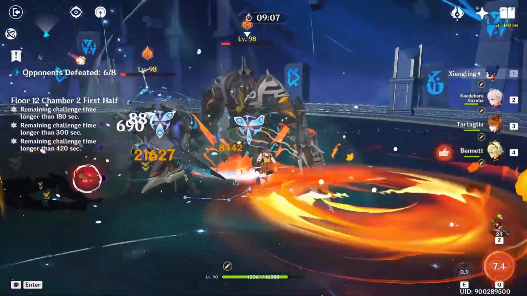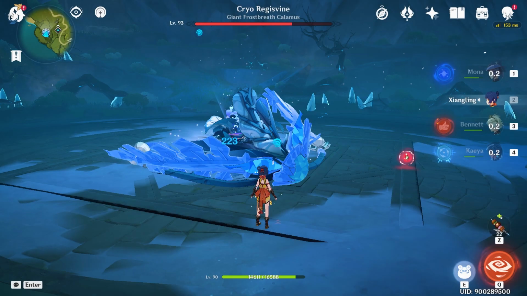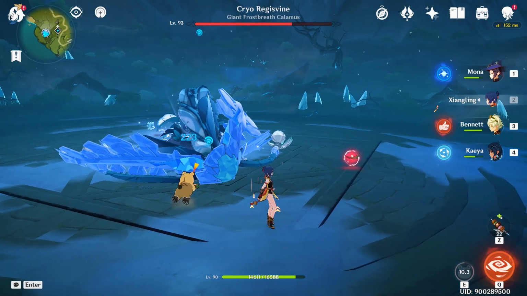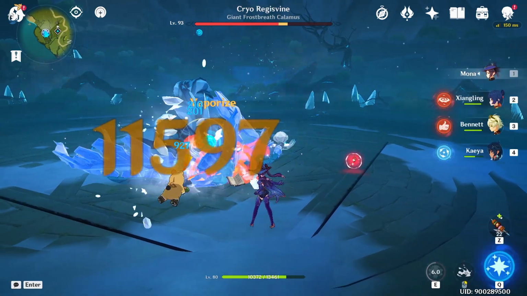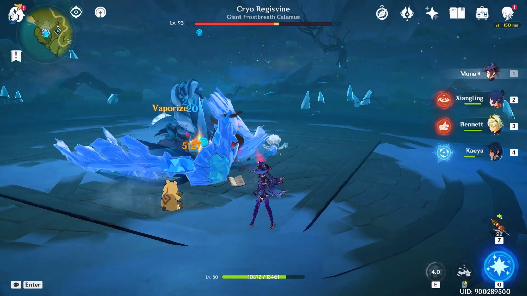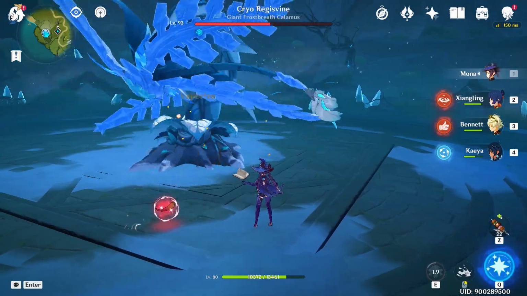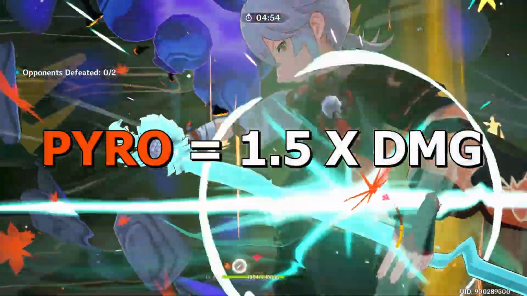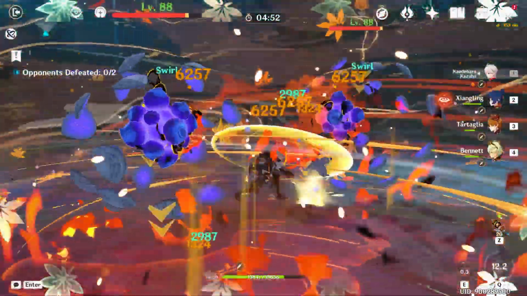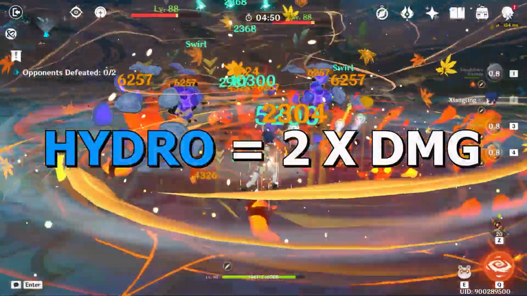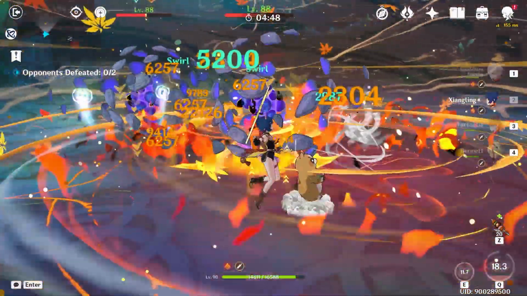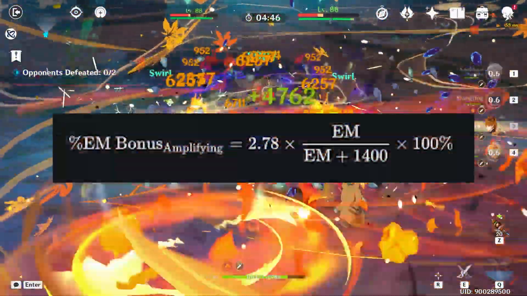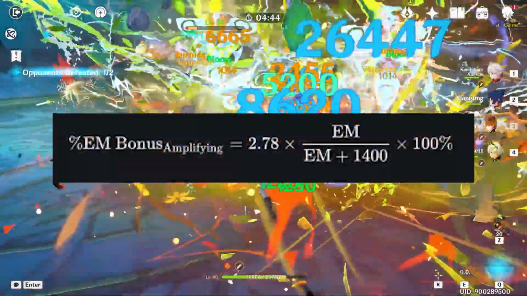Let's talk about the reactions now. First is Vaporize. Vaporize is the elemental reaction triggered by inflicting Hydro on a target that is already affected by Pyro or vice versa. This reaction increases the damage of Hydro or Pyro that triggers the reaction. If the reaction is triggered by a Pyro attack, the damage is multiplied by 1.5 times. And if the reaction is triggered by a Hydro attack, the damage is multiplied by 2 times. The level of elemental mastery can also increase the damage of Vaporize reaction by a certain percentage shown here.